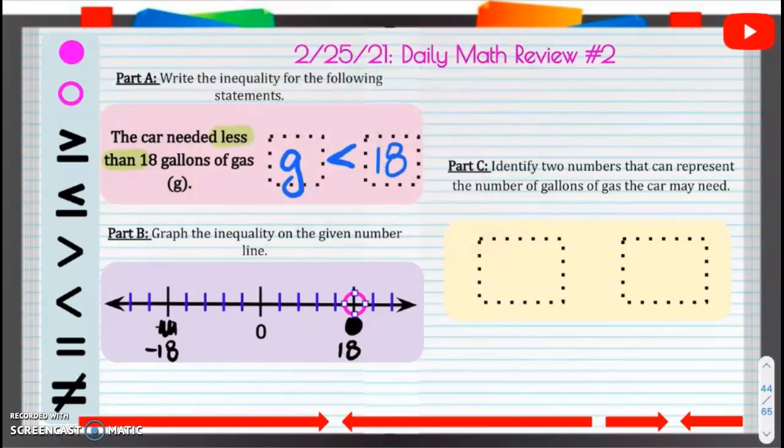shade which way? Well, if we have the variable on the left, we can look at this like an arrow, 18, or going to the left. So that variable G, we're going to shade anything less than, smaller than 18. Is 0 smaller than 18? Yes. Is like 17 smaller than 18? Yep. Negative smaller than 18? Yep. So we're going to shade everything to the right. I mean left. Whoa, my bad. Everything to the left.